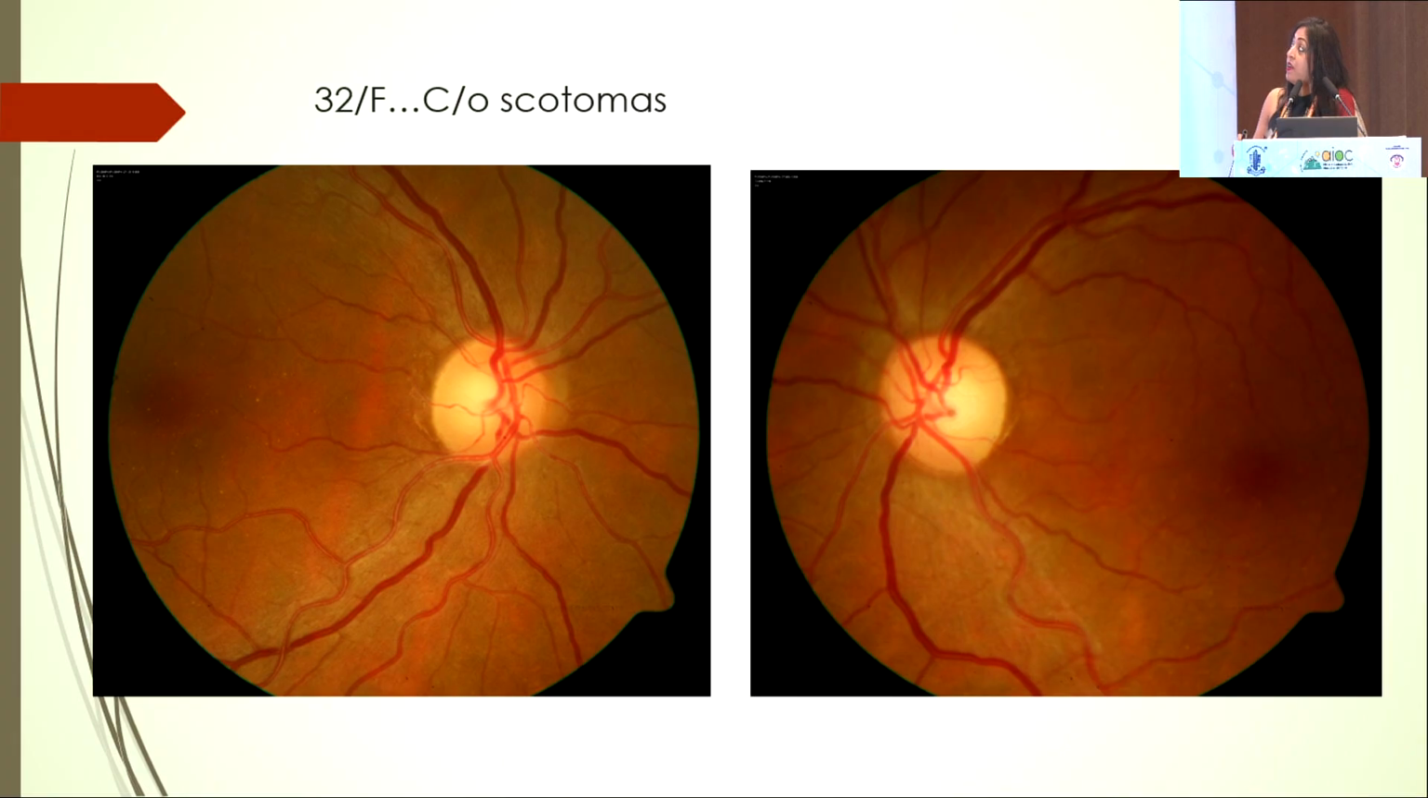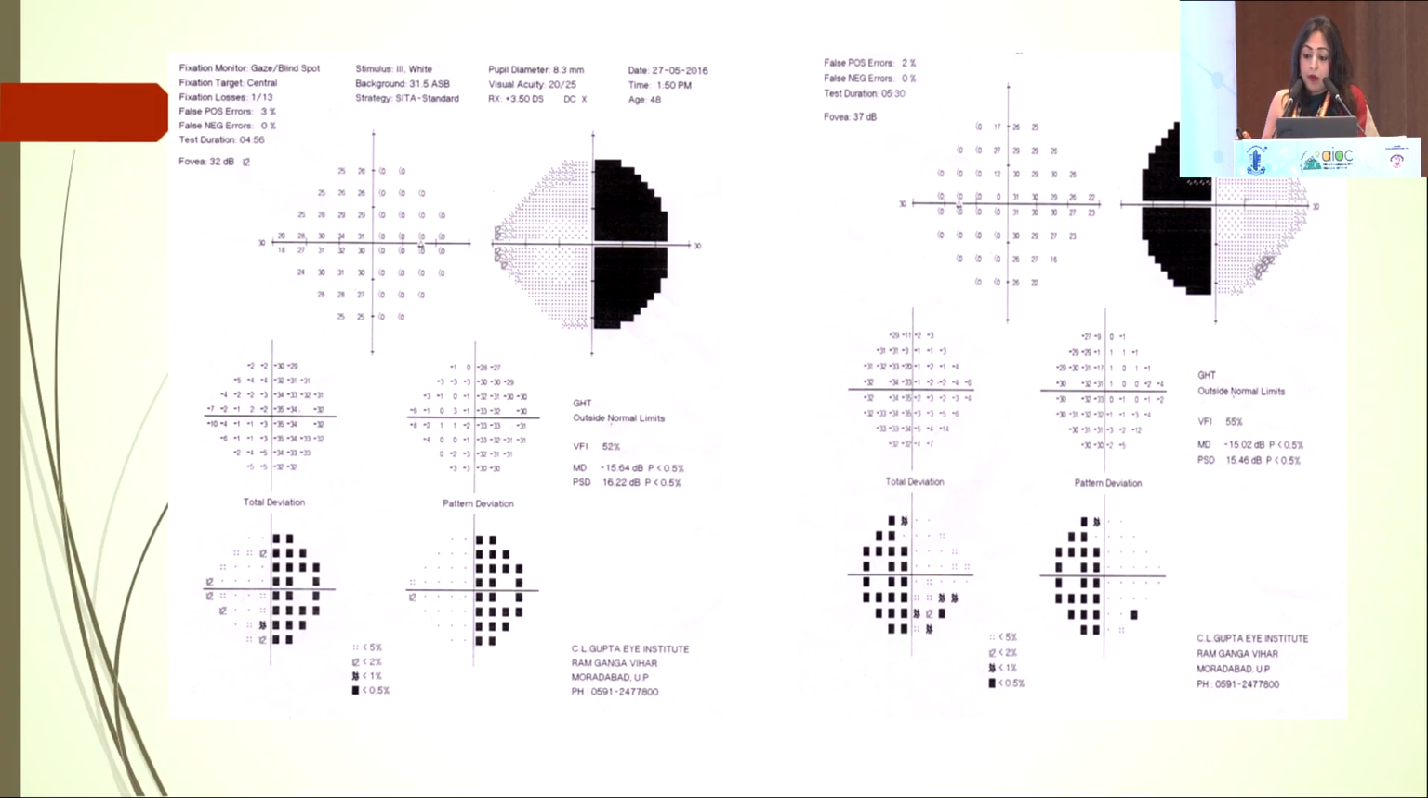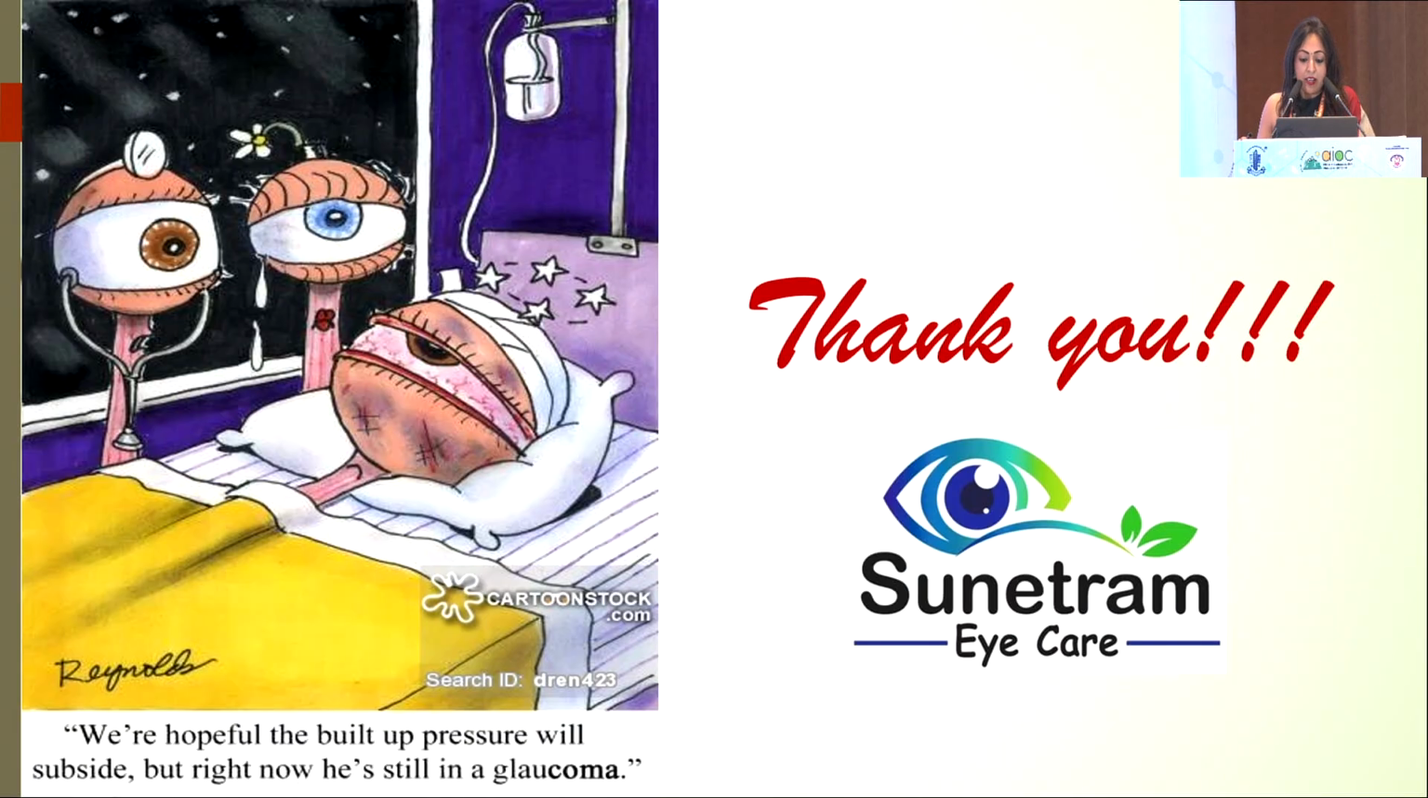32-year-old female came to the clinics with complaints of scotomas. If you actually look at the disc, these look absolutely normal. But this was what we found on the fields. The patient was actually operated for pituitary adenoma. So again, always correlate everything. You know, the history, the findings, the examination, everything. That's all. Thank you so much.